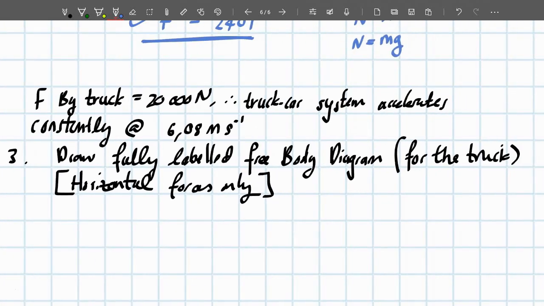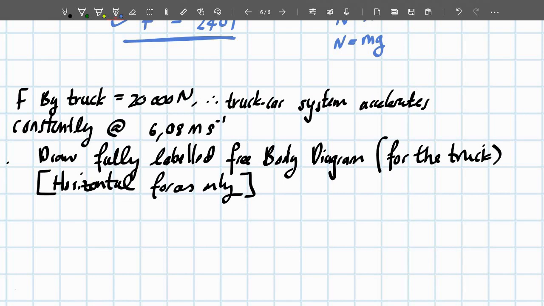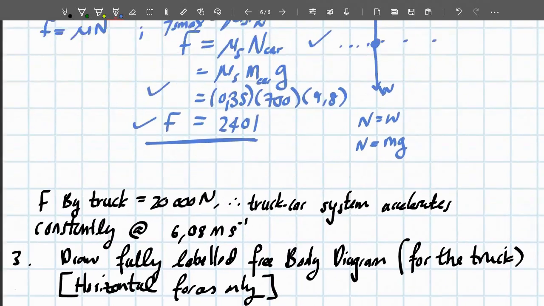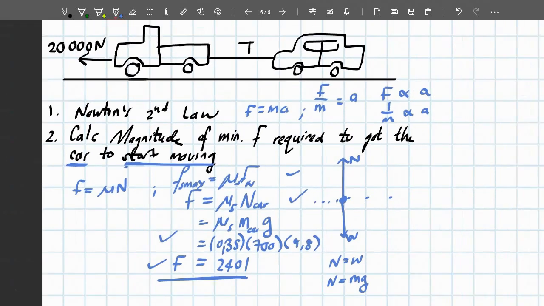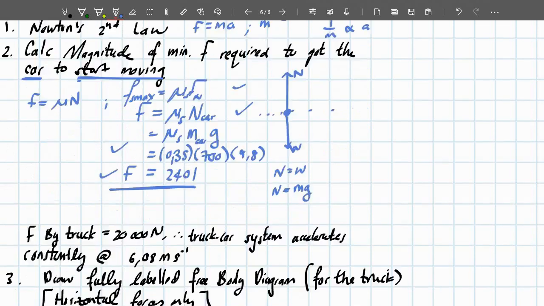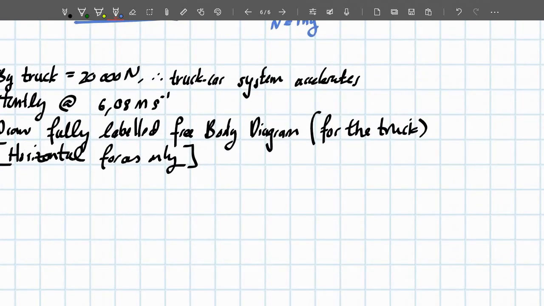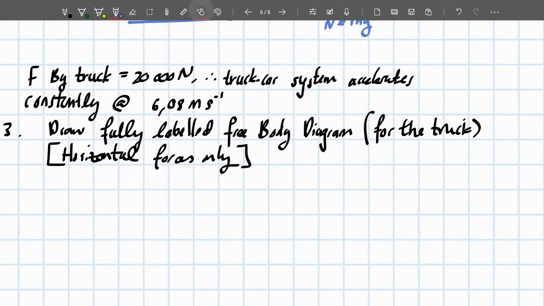We're given a little bit more information here. The force exerted by the truck is equal to 20,000 newtons, and the truck-car system accelerates constantly at 6.08 meters per second. Draw a fully labeled free body diagram for the truck, horizontal forces only. So there's the truck here. Remember, the first thing you do when they ask for a free body diagram is to draw a free body, which is a circle.